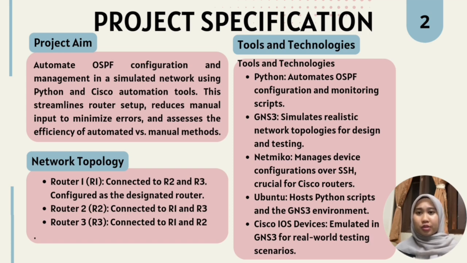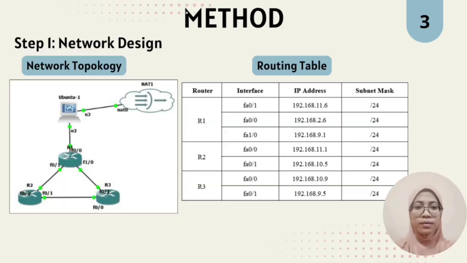Second, GNS3 to simulate realistic network topologies for design and testing. Third, NetMiko to manage device configuration over SSH for Cisco routers. And fourth, Ubuntu to host the Python script and the GNS3 environment, and Cisco IOS devices emulated in GNS3 for the real-world testing scenario. The method that we use is network design.